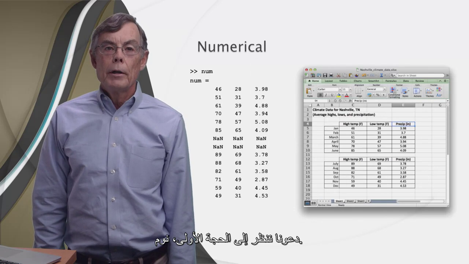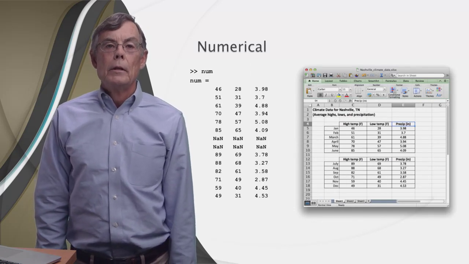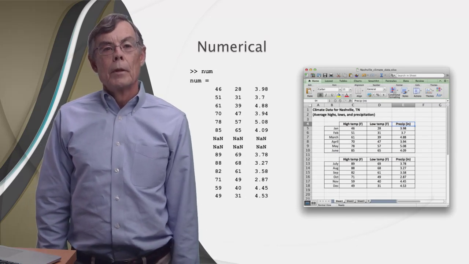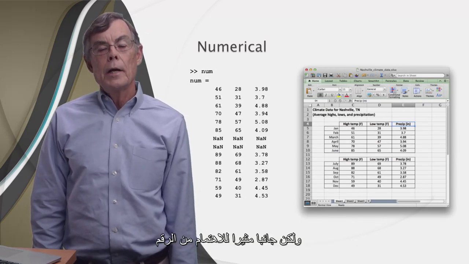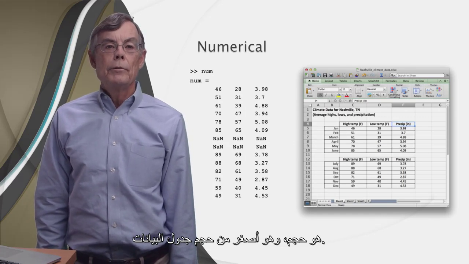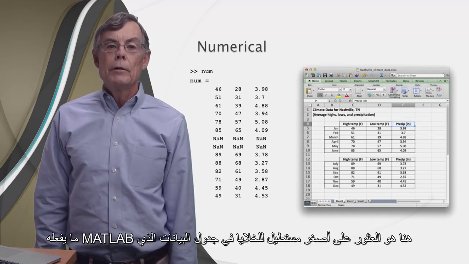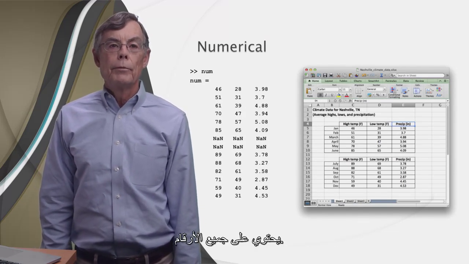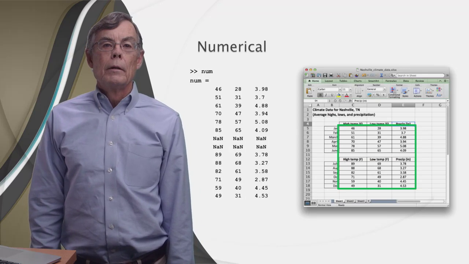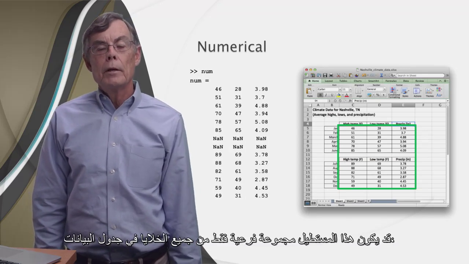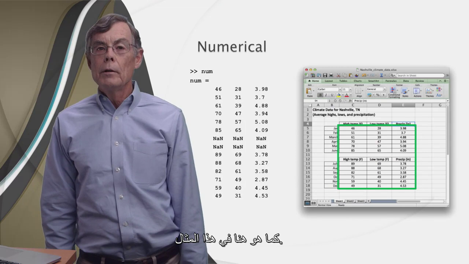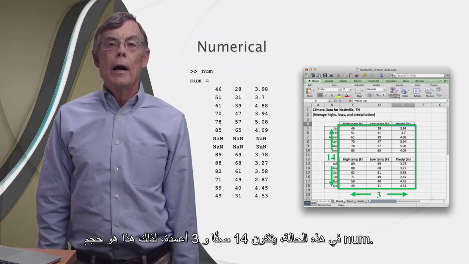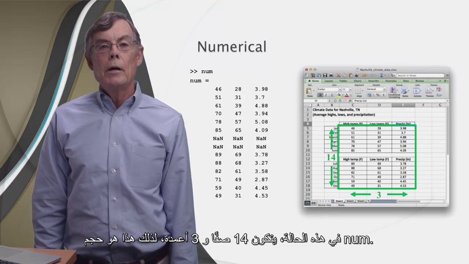Let's look at the first argument, num. Num is a matrix of doubles. No surprise there. But an interesting aspect of num is its size, which is smaller than the size of the spreadsheet. What MATLAB does here is find the smallest rectangle of cells in the spreadsheet that contains all the numbers. That rectangle may be only a subset of all the cells in the spreadsheet, as it is here in this example. In this case, it makes up 14 rows and 3 columns, so that's the size of num.